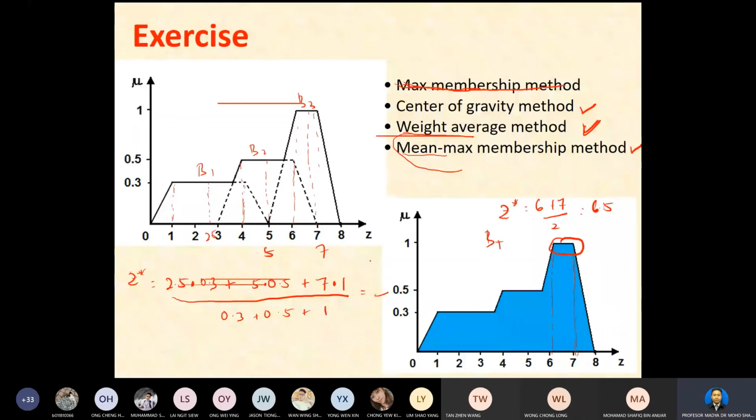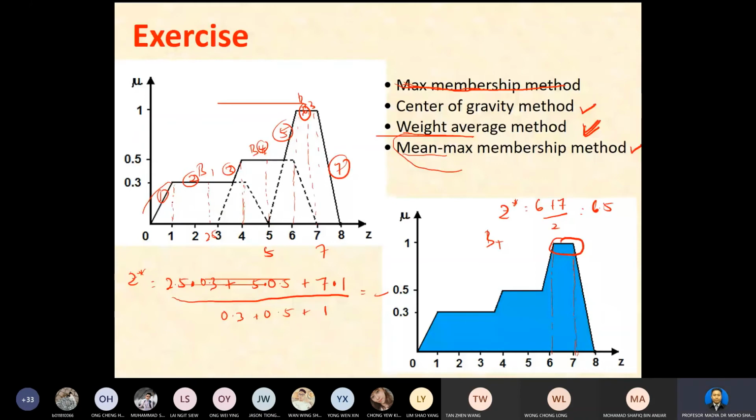So last, we can use the center of gravity. Center of gravity will take a longer time because you have to do the integration. For the center of gravity, you have to remember this one. So we have equation 1, equation 2, 3, 4, 5, 6, 7. That means we have 7 equations.